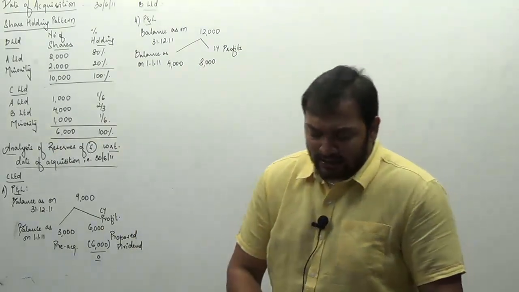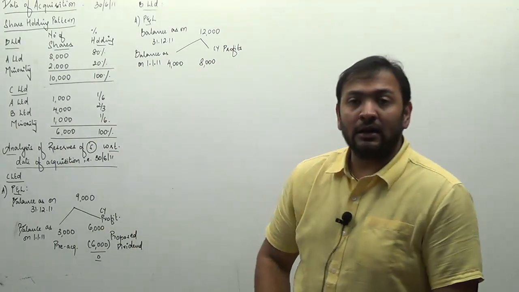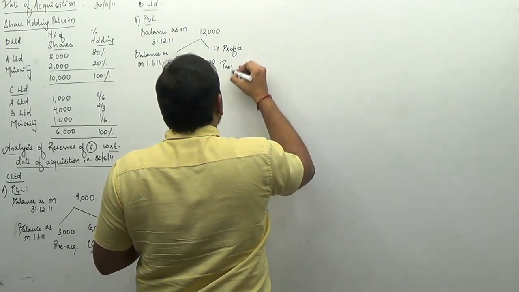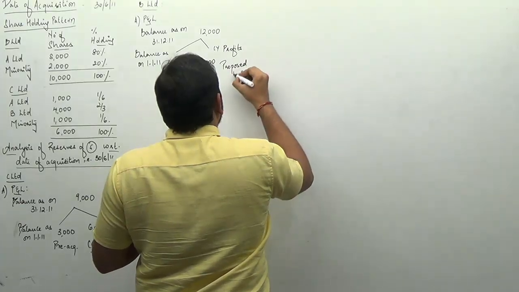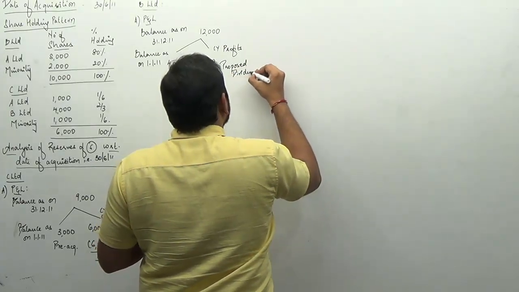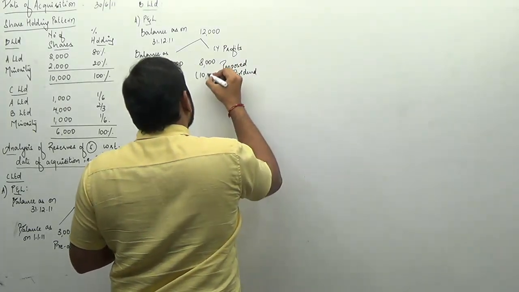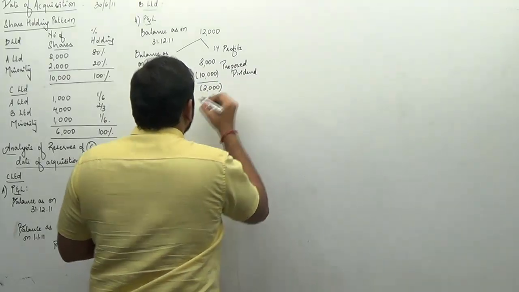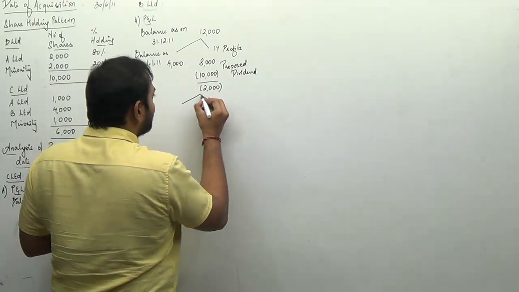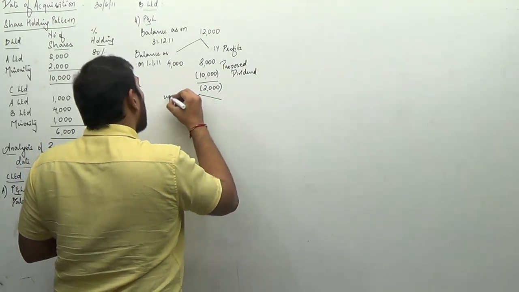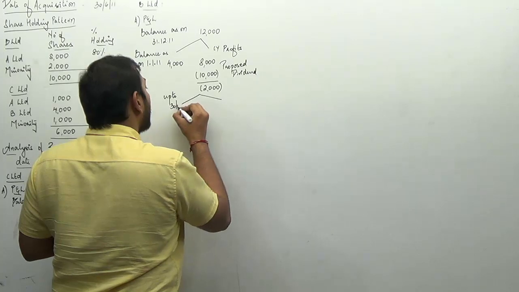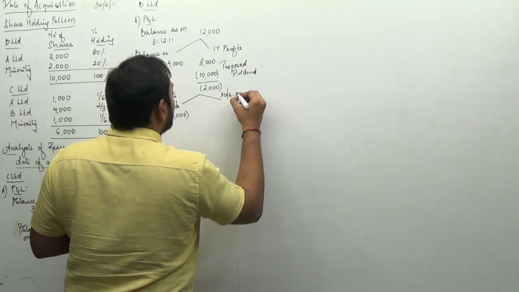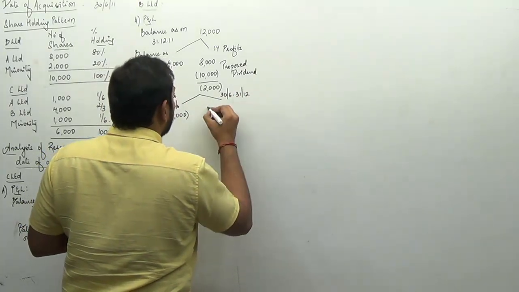Now I'll have to deduct the amount of dividend. How much is the dividend? 10% of 1 lakh, 10,000. Proposed dividend is 10,000. This will result in minus 2,000, which should be split. Up to 30 June, minus 1,000. From 30th June to 31st December, minus 1,000.